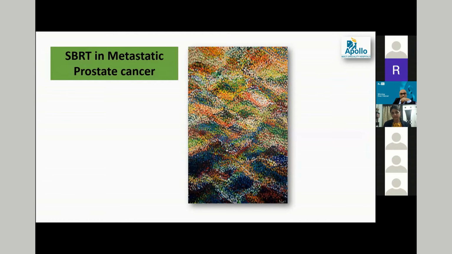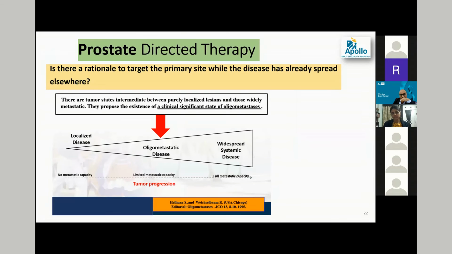And the third and the last one is the SBRT in metastatic prostate cancer. As we all know, because I think my time is less, so I'll finish early. So as we all know, there is an entity called oligometastatic disease. Nowadays, it is being discussed in all the forums. So this is a stage where the metastatic capacity is limited. In the localized disease, there is no metastasis, and in widespread systemic disease, there is full metastatic capacity. And there is a stage in between these two where the metastatic capacity is limited.